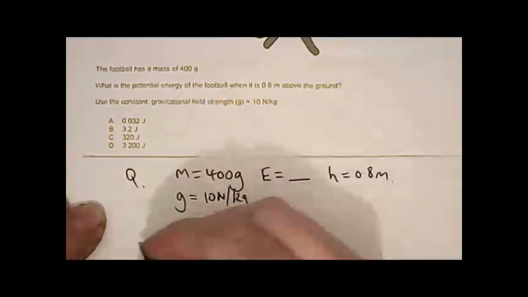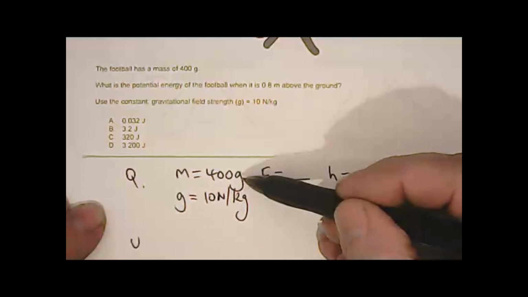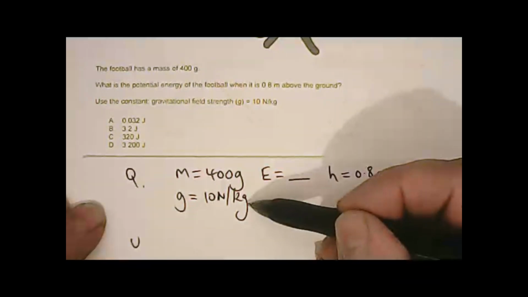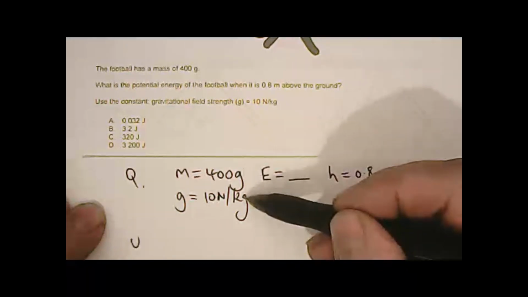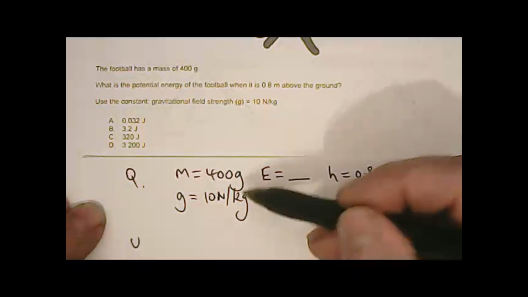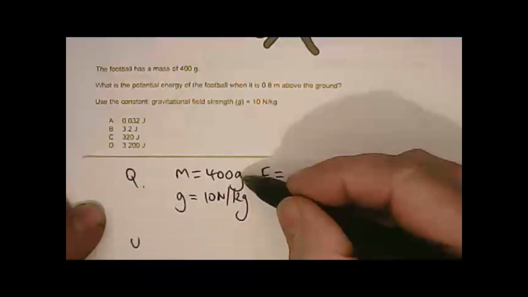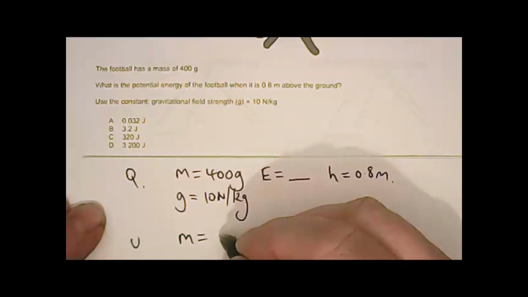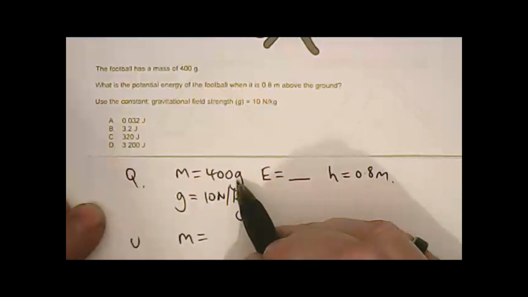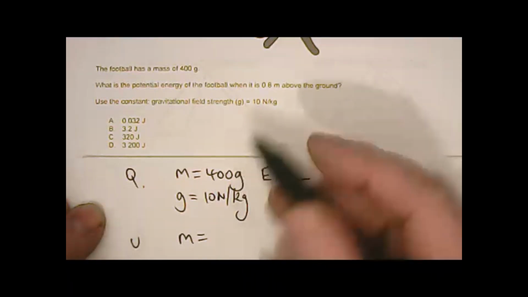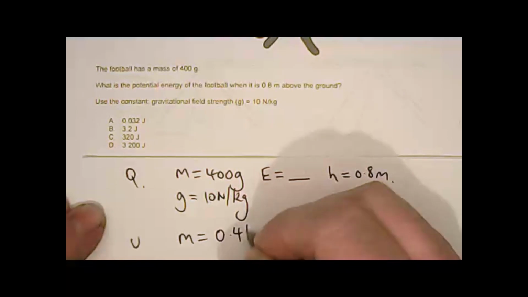All right, my units, I need to look at my units. I've got mass in grams. In this variable, I've got kilograms mentioned. Well, we can't have an inconsistent unit from one to the other. So what we need to do is convert our mass to kilograms. I've got 1,000 grams in 1 kilogram. So if it takes 1,000 grams to make 1 kilogram, 400 grams is going to be 0.4 kilograms.